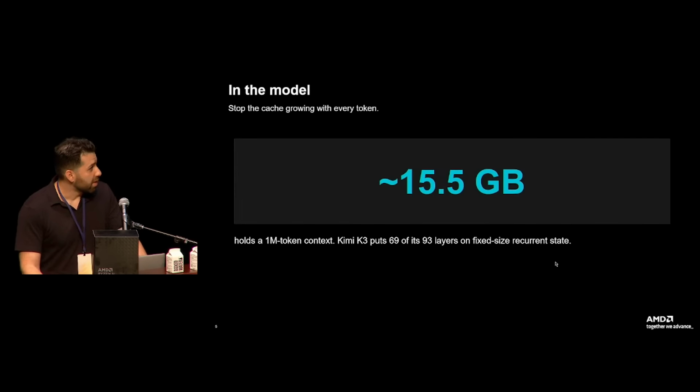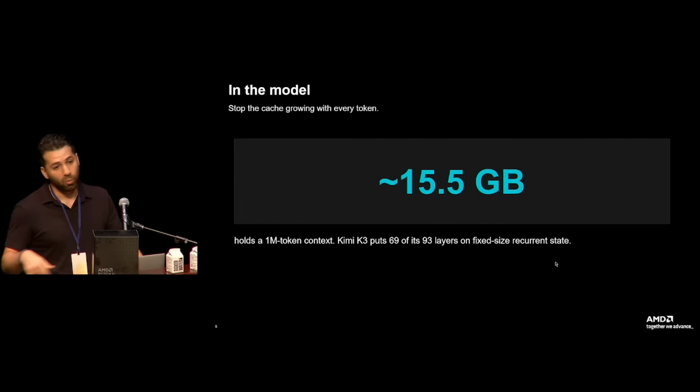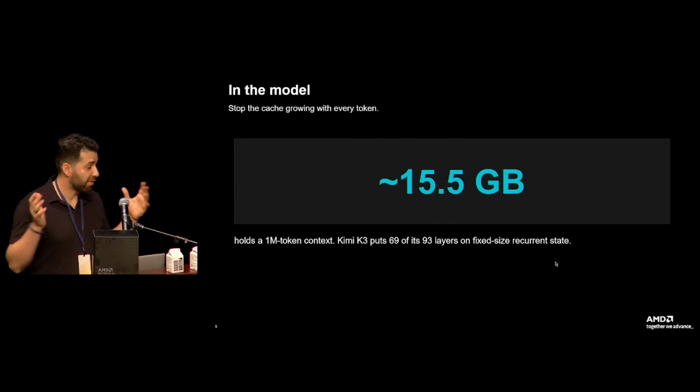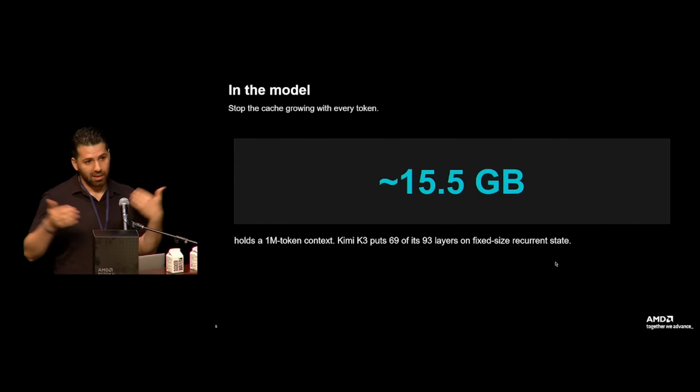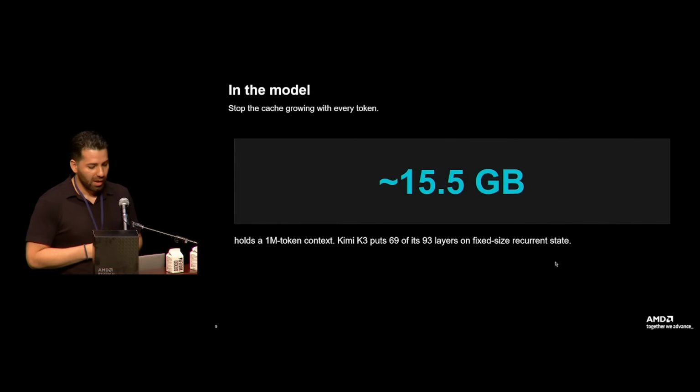So in our experiment on AMD MI355 GPU, where one node has 8 GPUs, each of them 288 gigabytes, it was only about 15.5 gigabytes of memory. So that's a lot smaller, better for us to compute.